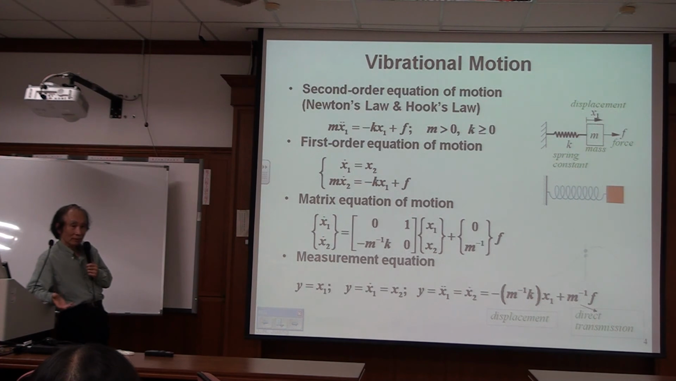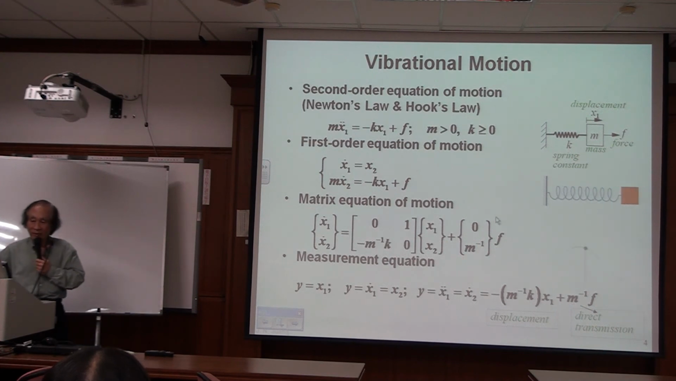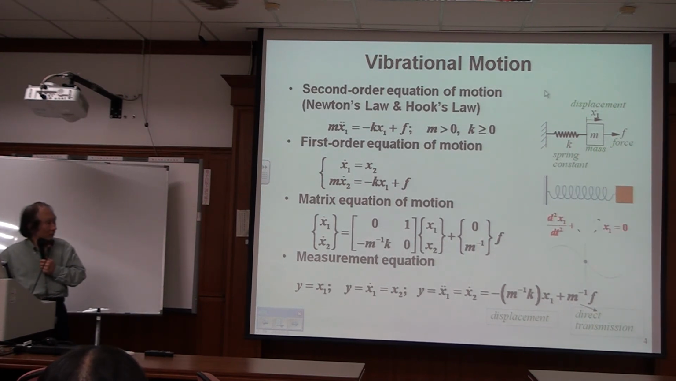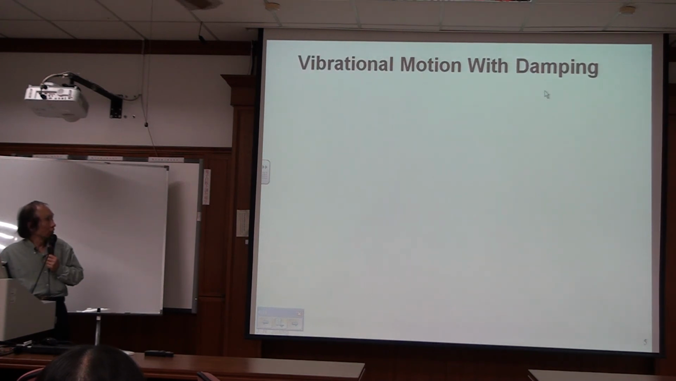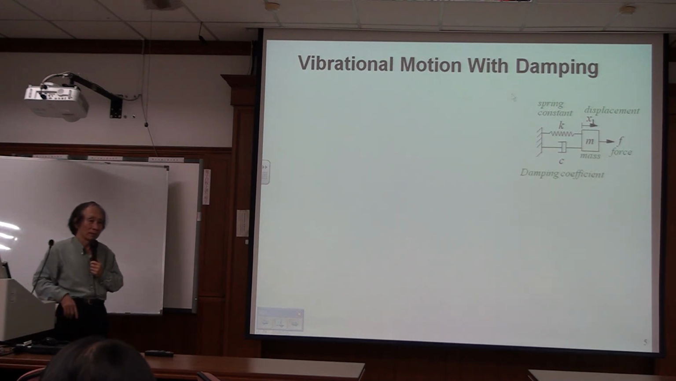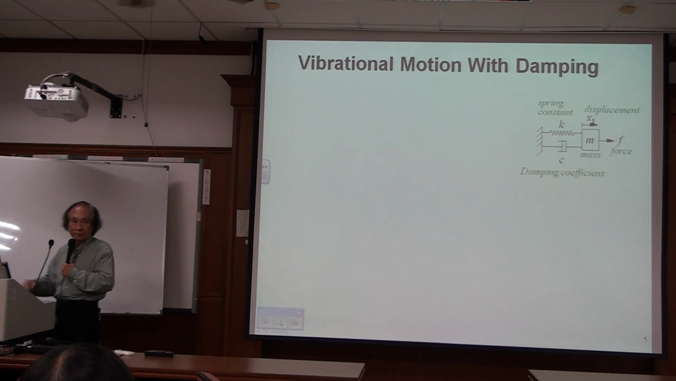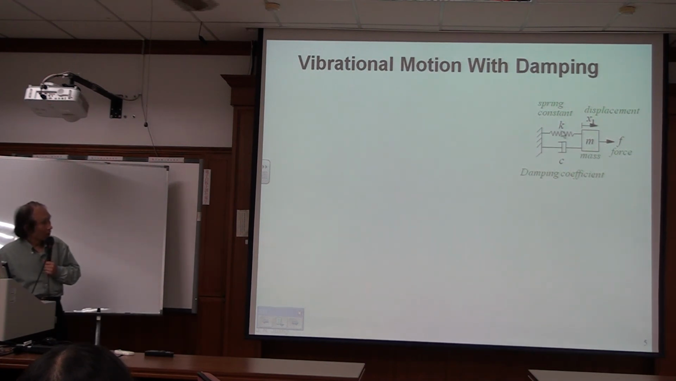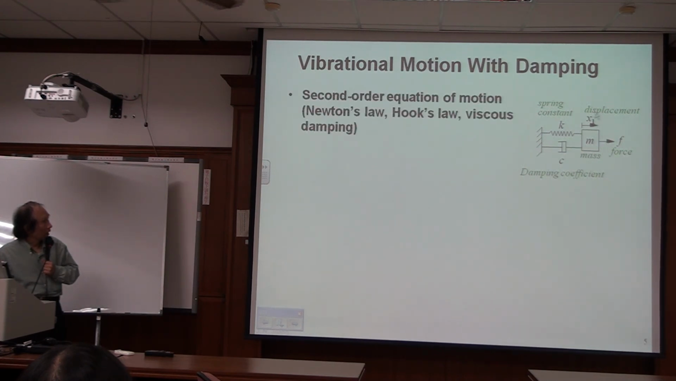Now let us look at math. What does that mean in math? Let's go to vibration motion with damping. Now, this is the system. This is the DMB. You have a spring, I have a damping called dashpot, then I have a mass. I have a force as a displacement. And then I have Newton's law and Hooke's law. I have this cause damping. Three things together.